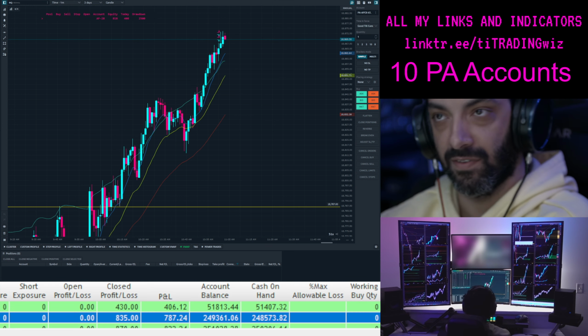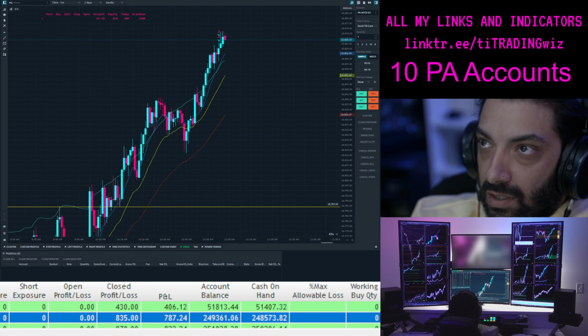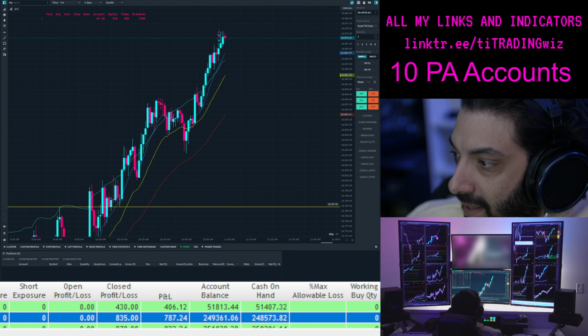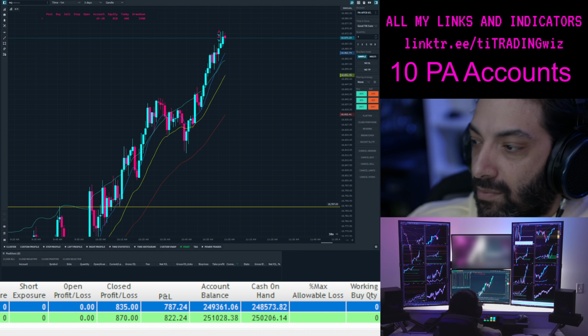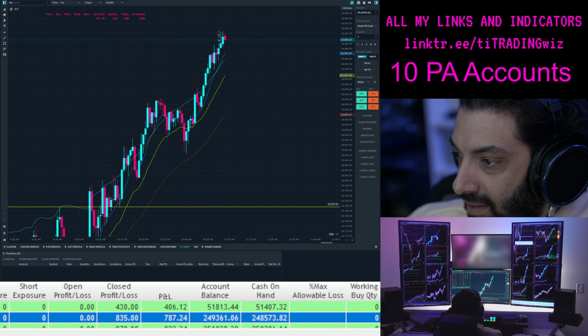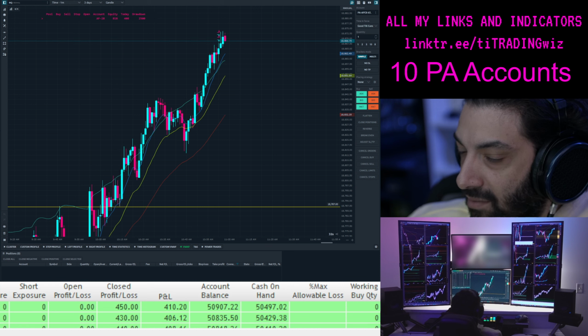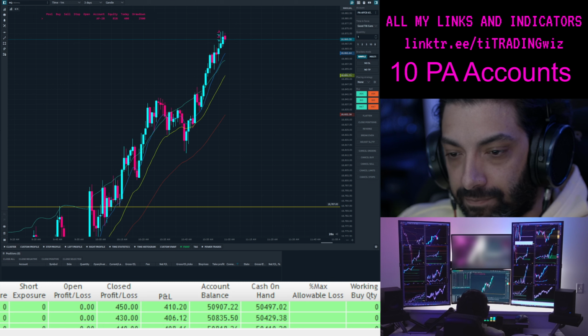So the next one is 885. That is a 250K account. Copy traded, just duplicated the orders. And then the other one was also $800 as well. That's the other 250K one. And I think that's it for today. That's all I'm trading for today. So I only traded 6 accounts today.